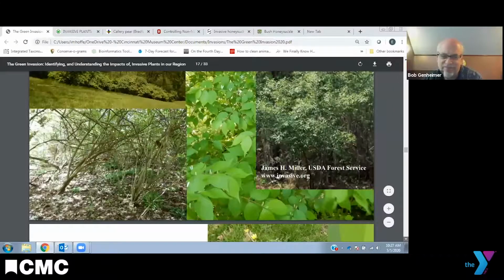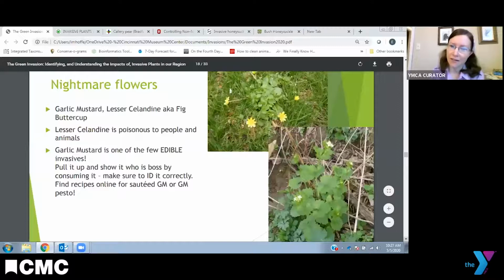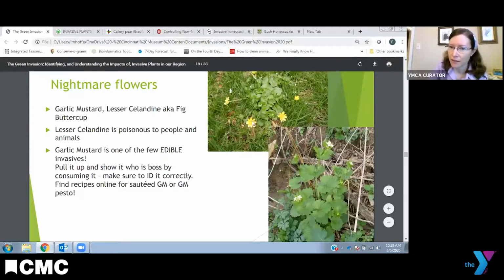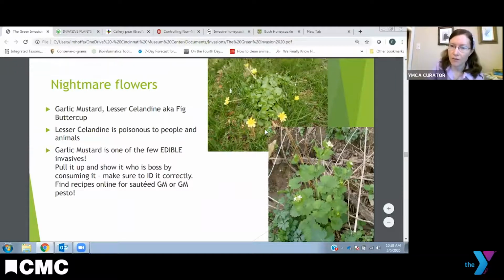Okay, nightmare flowers. Okay, so garlic mustard, which is covered up by your little faces here. Here it is. This was imported as an herb, actually. You can eat it. It's one of the few invasives that is edible. So it was brought here for its herbal, medicinal, and edible qualities. And then it went wild. And then above it here you have lesser celandine, which is the opposite of edible. It is poisonous to plants and animals and people. So don't try to eat this.